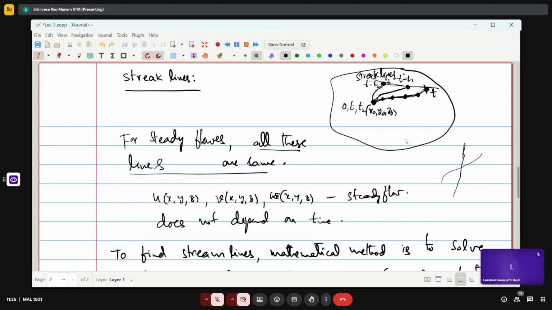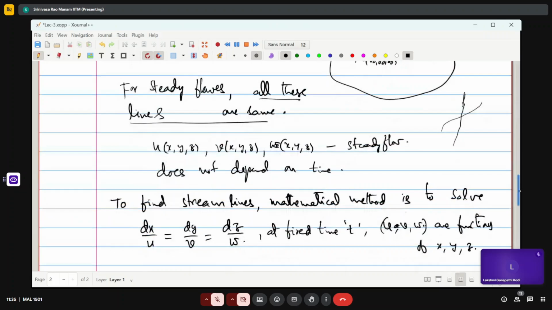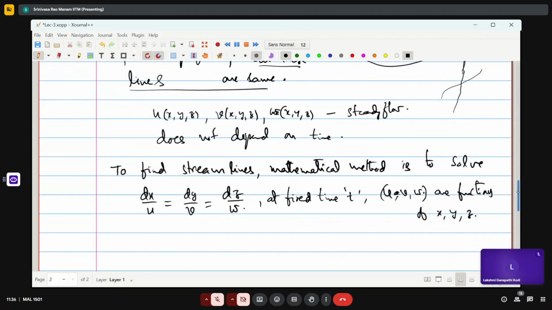The particle that enters at T equal to 0 becomes here after time T. It's basically T minus 0. So T minus 0, T minus T1, T minus T2, and so on. Collect all those, a trace of those particles coming through this. So now we understand how to calculate.